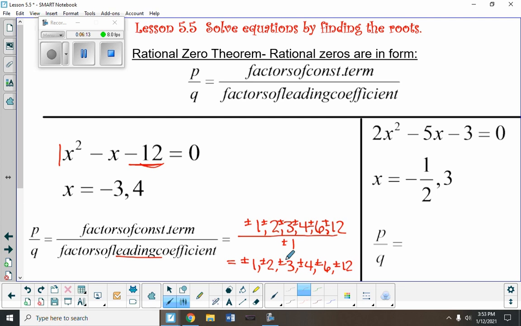Like 7 times a number doesn't equal 12, so 7's not on that list. It's not even a possible factor. But sure enough, the answer is negative 3, which is here, and a positive 4, which is here.